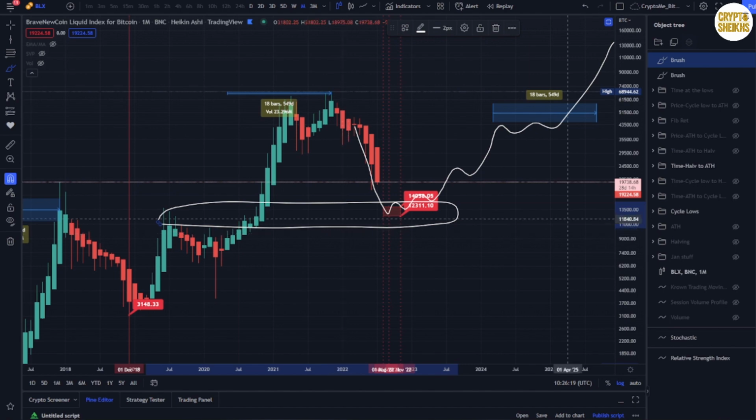But I have to clear once again. Don't forget something, that this cycle might be different because the macro is different. That doesn't mean that things will not change. Sooner or later, the Feds will decide, oh, you know what? We crashed the economy so much that we need to chill a little bit, and then the markets will recover. So from technical, if this played out, would be very nice.